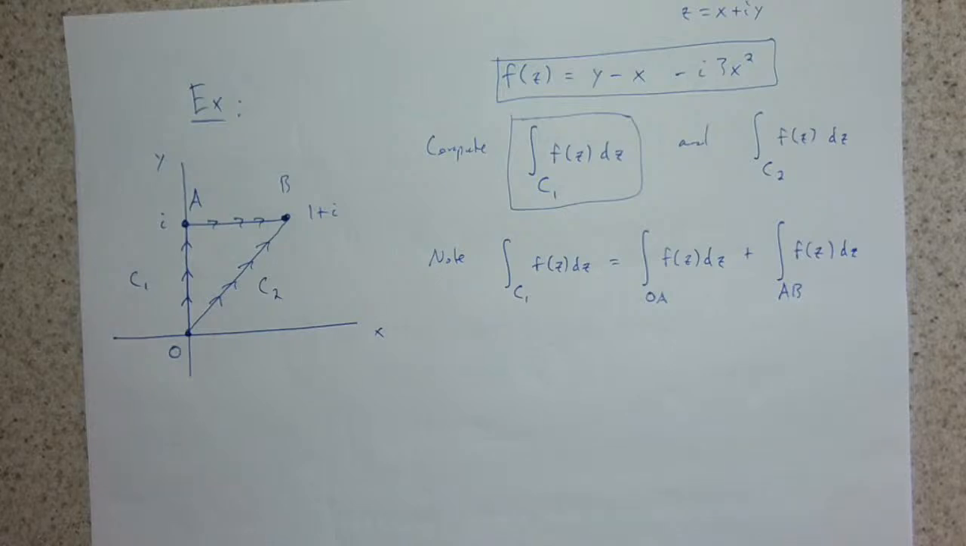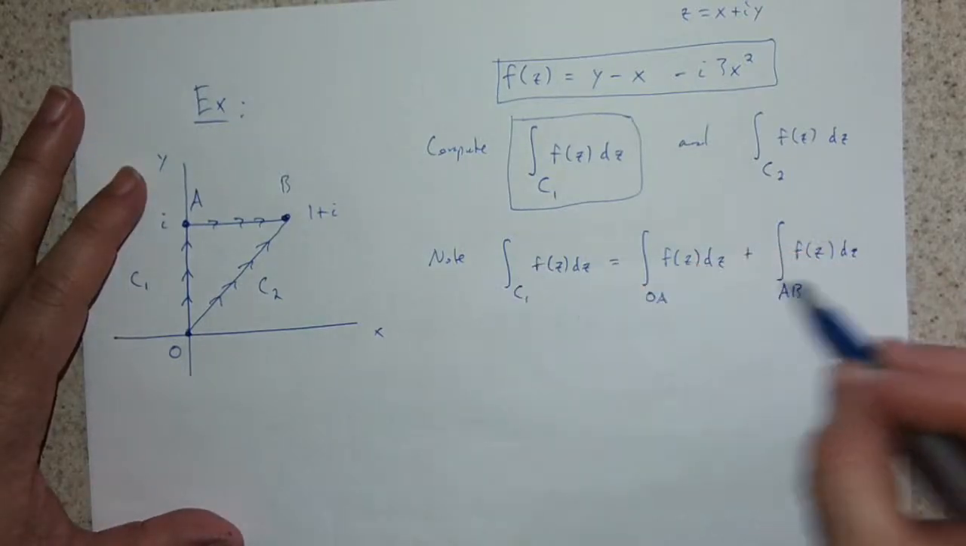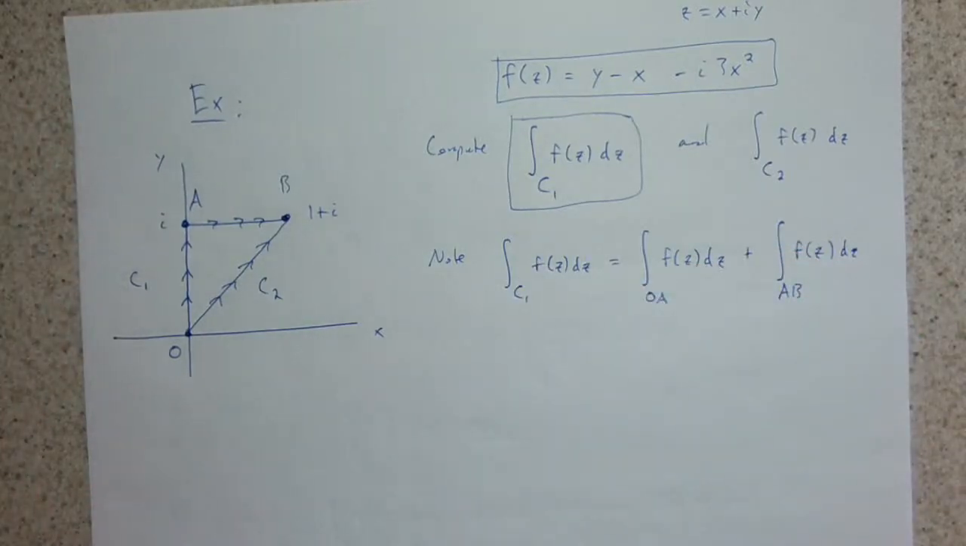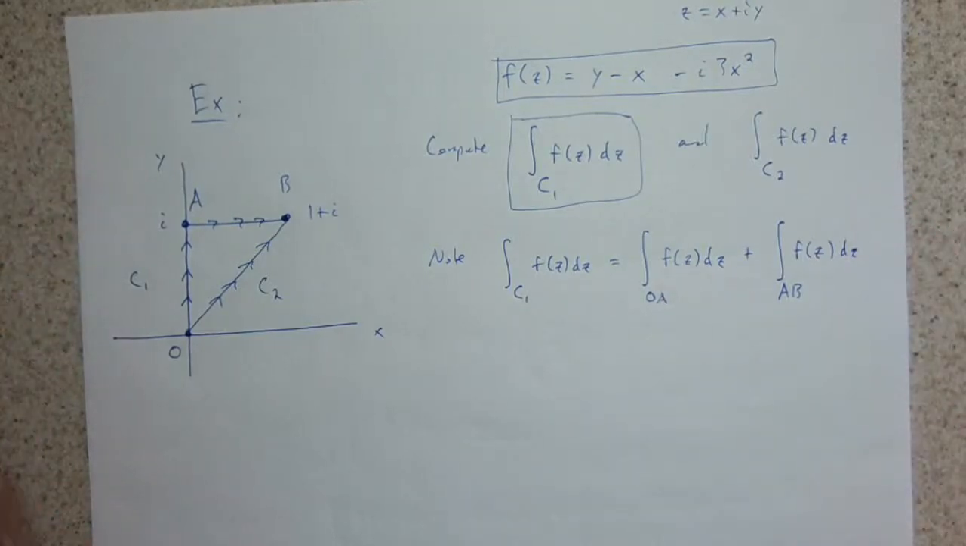Okay, so that's nice. Now I need to compute these integrals separately, right? So in order to compute this, I compute these integrals separately and then just sum the results. Okay, so how do I compute this thing separately? So first, I need a description, a parametric description of this segment OA. So how can I do that?